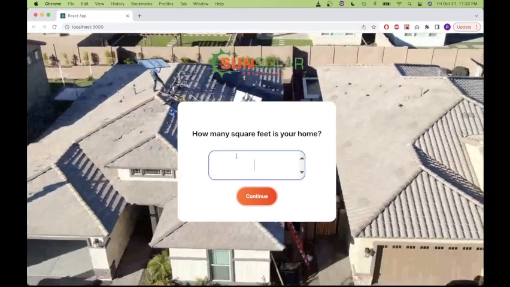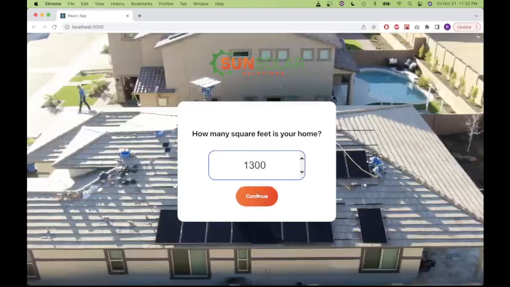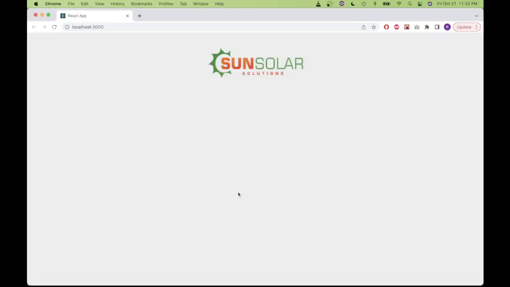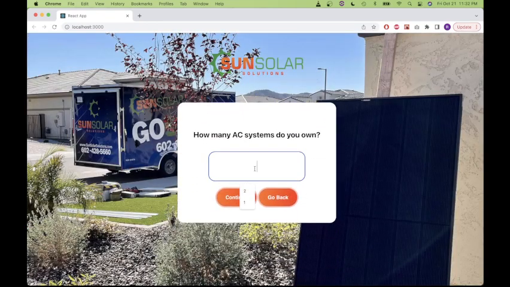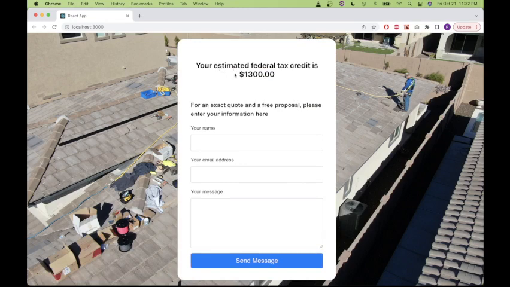First question here: how many square feet is your home? Let's do 1,300, continue. What is your average electric bill? Let's do 150, continue. Own a pool? No. AC systems, let's do 1, continue. And bam, your estimated federal tax credit is $1,300.